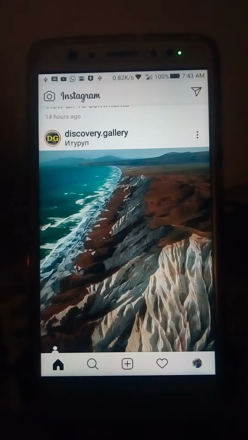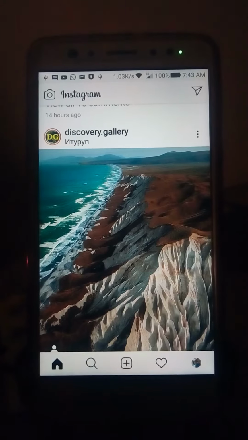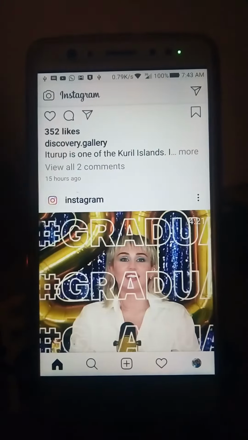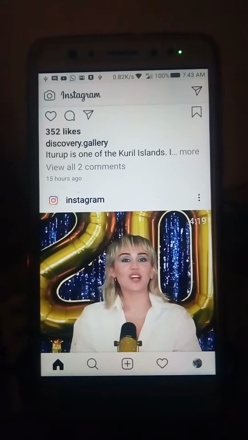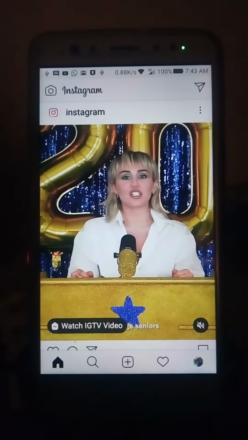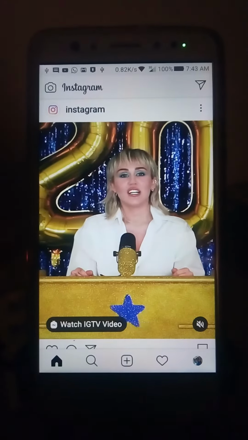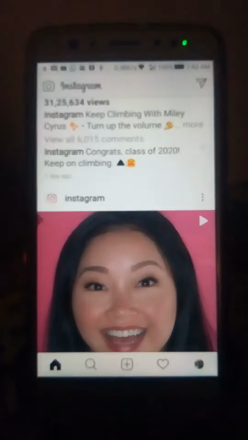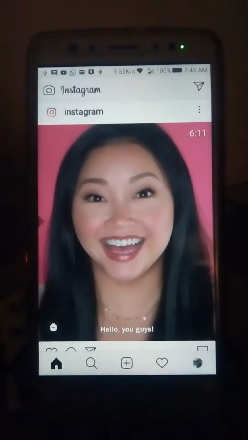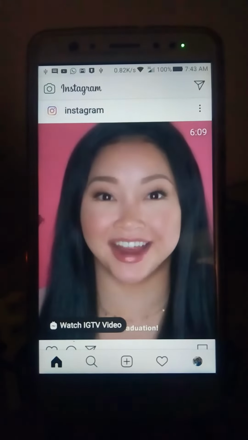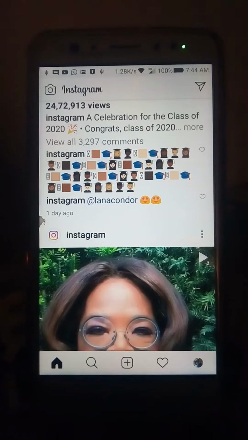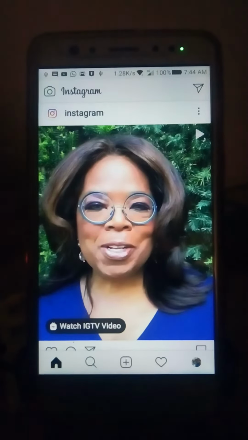discovery gallery at the top, beginning of the page, scroll full, beginning Instagram. It continues till it gets the post where there are 9 images.